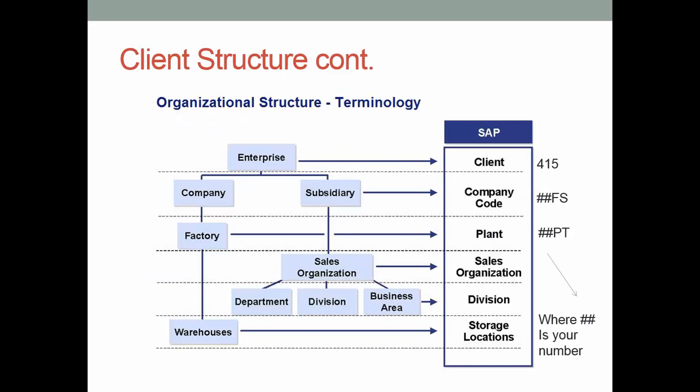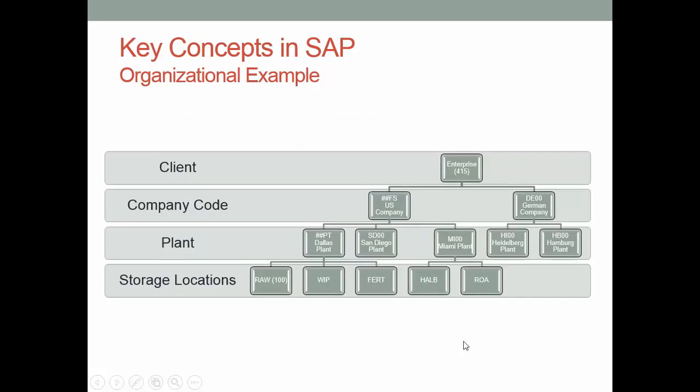This is the client structure. In this case, they're showing you that the client is number 410. Our company code would be FS, and our plant would be indicated by PT, and so on, where the number sign is your unique number. We start off with the enterprise, the company codes. They can be called companies, subsidiaries, or company codes. Factories or plants are the same thing. Then the sales organization, and under the sales organization is your department, your division, or your business area, which is all shown here under division. And of course, warehouses and storage locations under storage location.